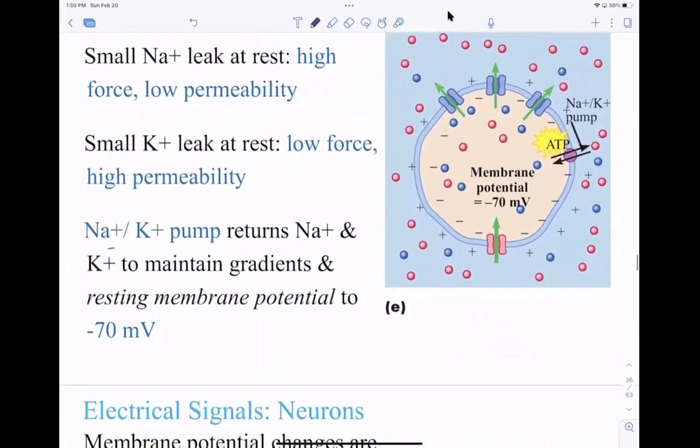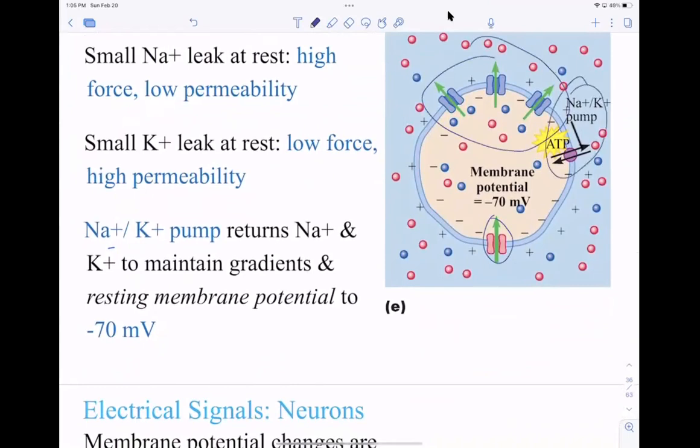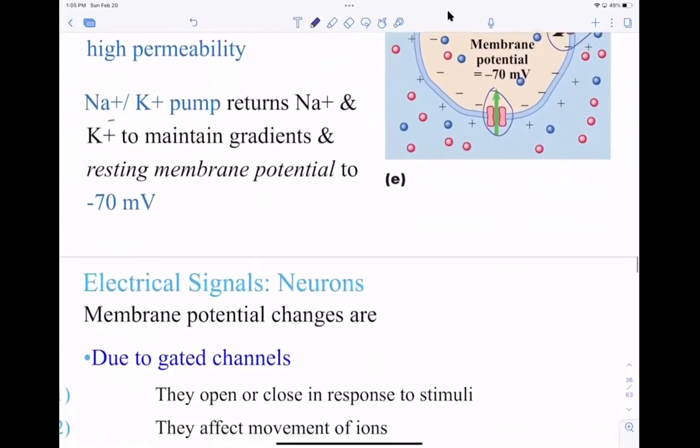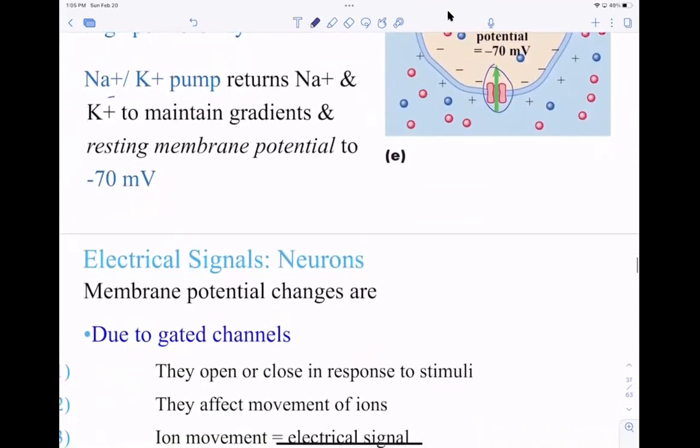So a neuron at rest, you're going to have some sodium leaking in, but there's not many leak channels. You're going to have potassium leaking out, but there's not a huge drive for it to leak out. And then you're going to have continual active transport of sodium out and potassium in, keeping the resting membrane potential at negative 70.